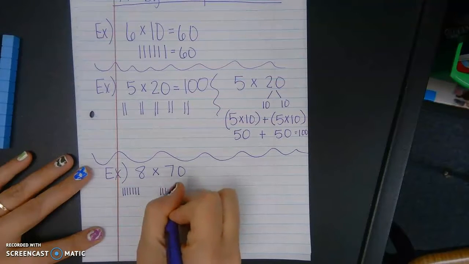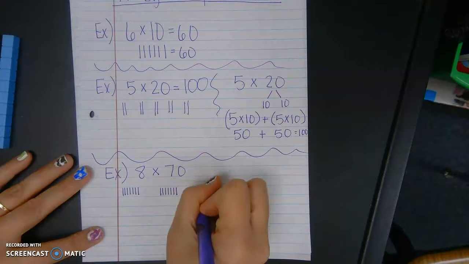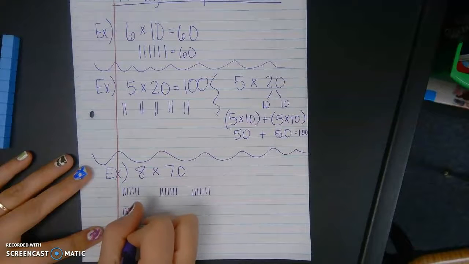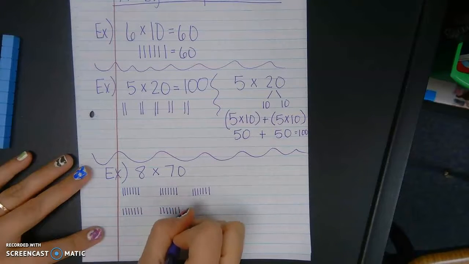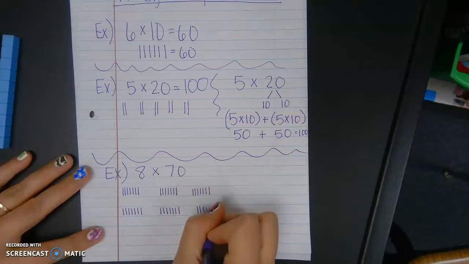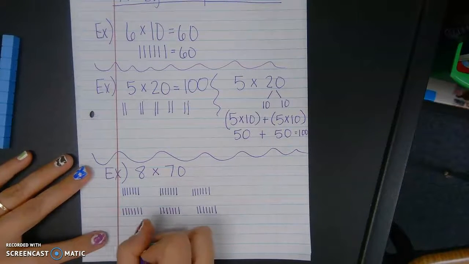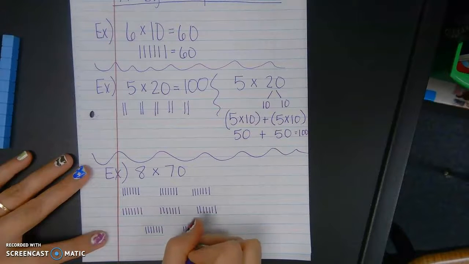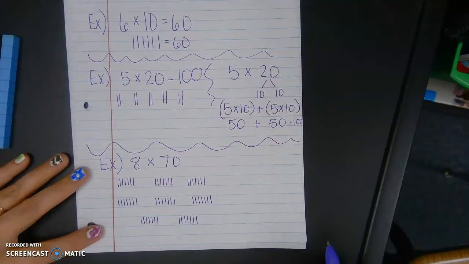Then another group, 10, 20, 30, 40, 50, 60, 70, and so on for each group. That's 6 of them. Okay, I need 2 more. 10, 20, 30, 40, 50, 60, 70. 10, 20, 30, 40, 50, 60, 70. Okay, so that's my base 10 blocks.